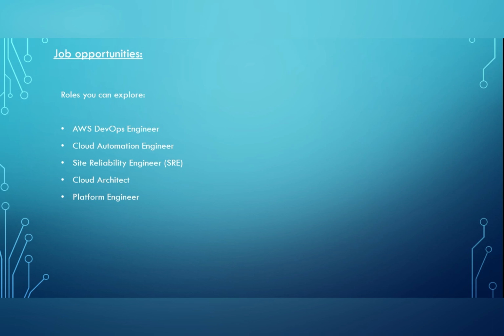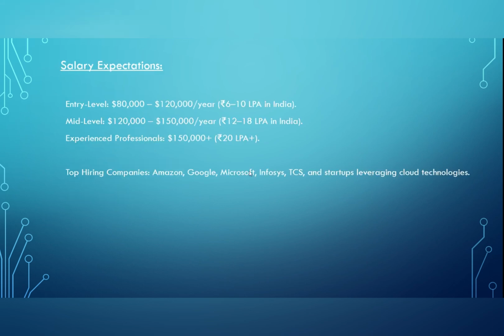And what will be the salary expectations once I learn this complete course? For entry level, people who have 1 or 2 years of experience can expect more than 6 to 10 LPA based on the companies, their experience, and what they know. For mid level, it will be more than 12 to 18 LPA, and for experienced professionals, more than 20 plus. These are the major top hiring companies for AWS DevOps, like Amazon, Google, Microsoft, TCS, Accenture, IBM, and others.